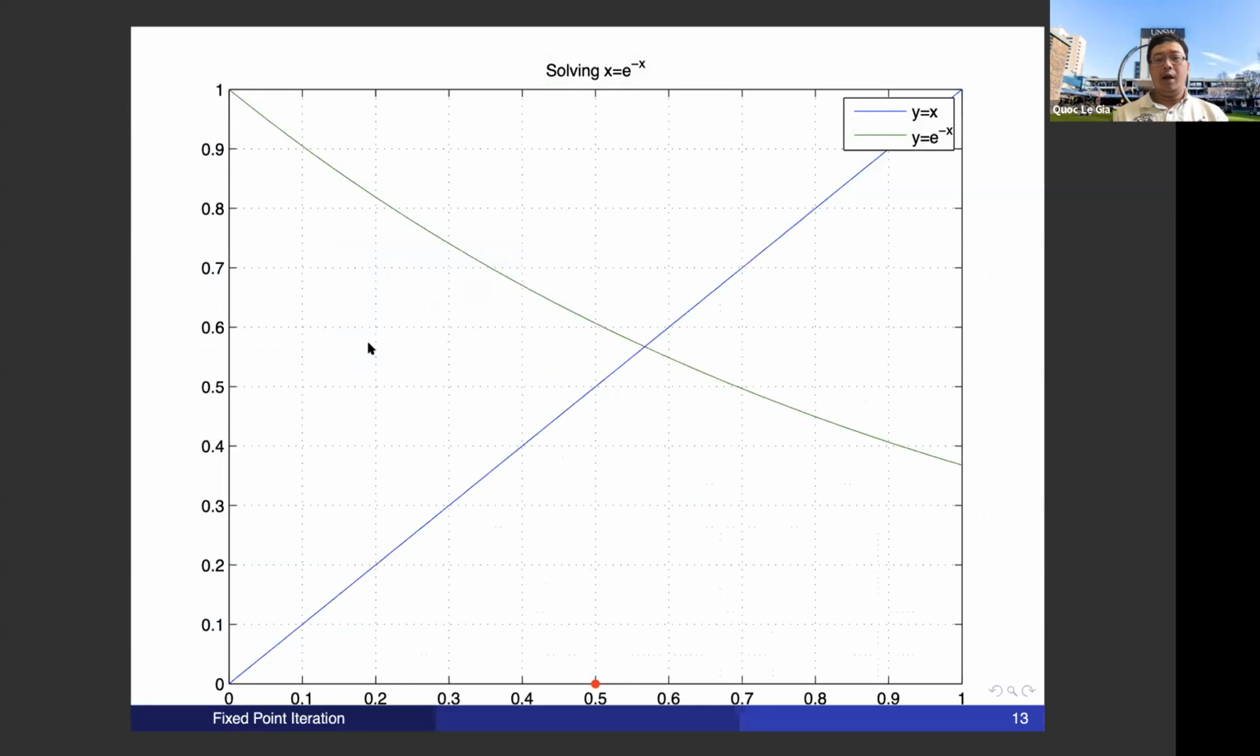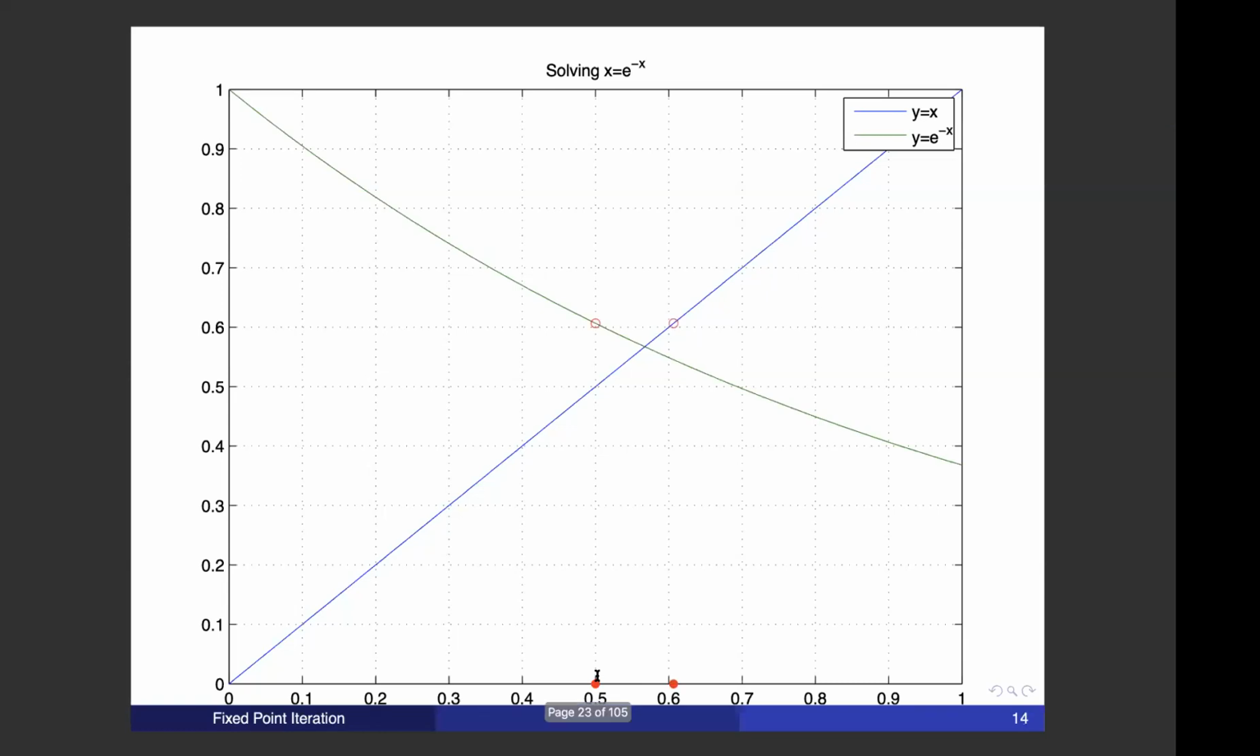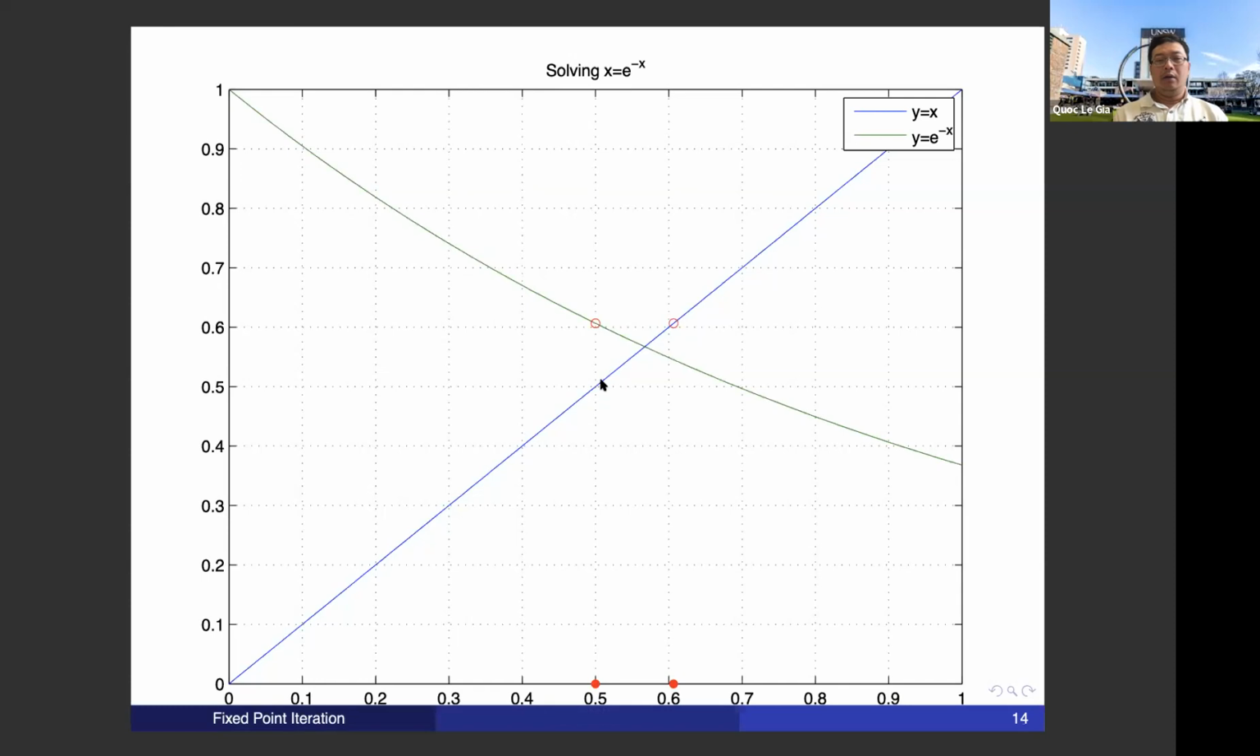So see, initially we start at 0.5, right? Then we evaluate the function at 0.5. So you got this point. And then you take the reflection over the line y equal x, and you got x2.